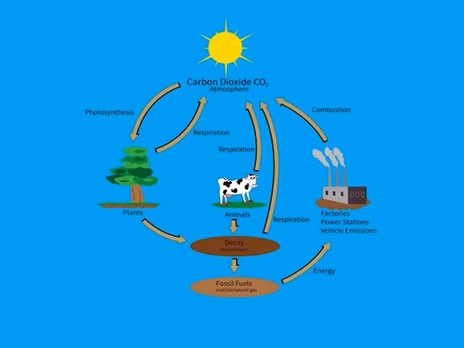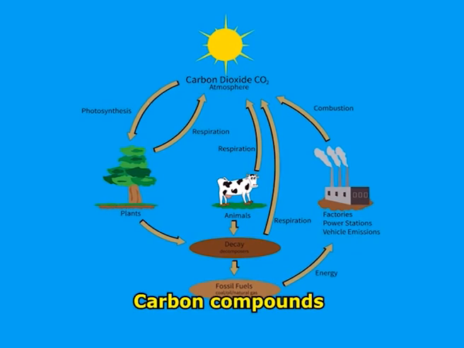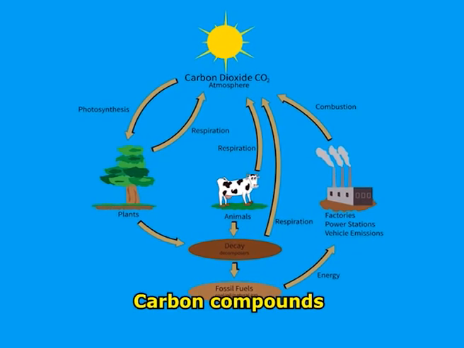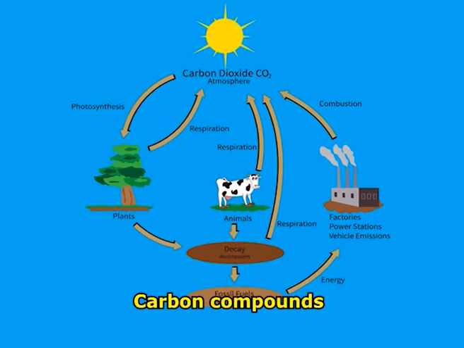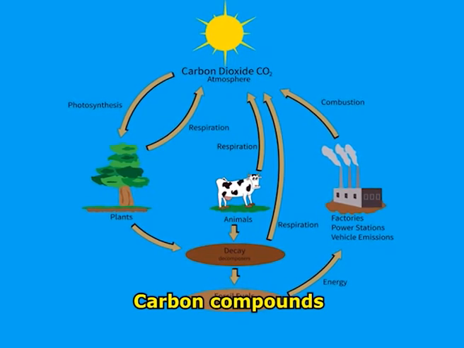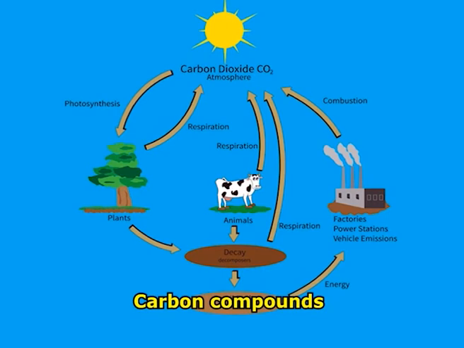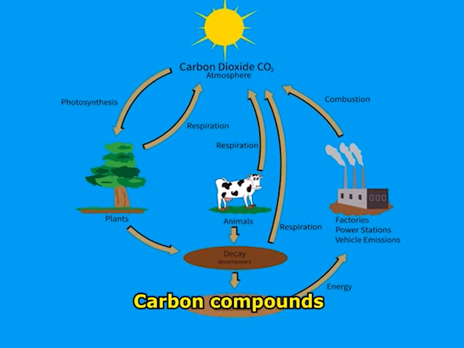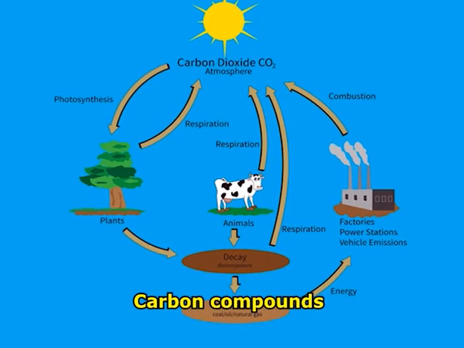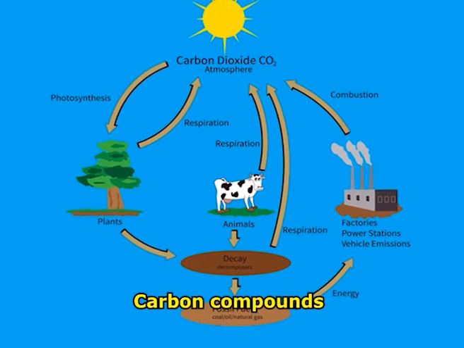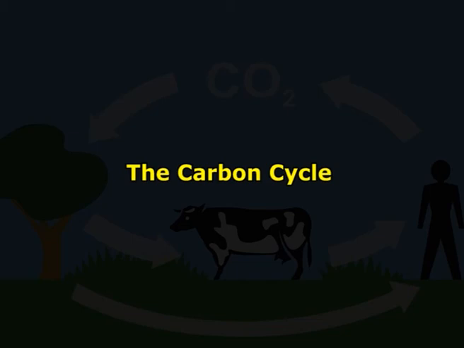The series of processes by which carbon compounds are interconverted in the environment, involving the incorporation of carbon dioxide into living tissue by photosynthesis and its return to the atmosphere through respiration, the decay of dead organisms, and the burning of fossil fuels. The carbon cycle.